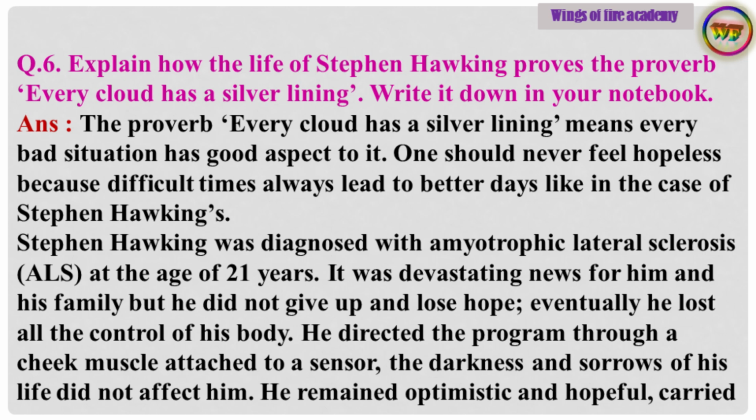Answer. The proverb, "Every cloud has a silver lining," means every bad situation has a good aspect to it. One should never feel hopeless because difficult times always lead to better days, like in the case of Stephen Hawking. Stephen Hawking was diagnosed with amyotrophic lateral sclerosis, ALS, at the age of 21 years. It was devastating news for him and his family, but he did not give up and lose hope. Eventually, he lost all control of his body. He directed the program through a cheek muscle attached to a sensor.